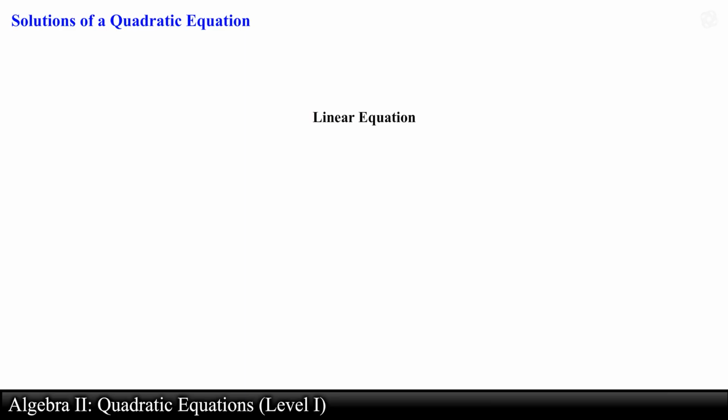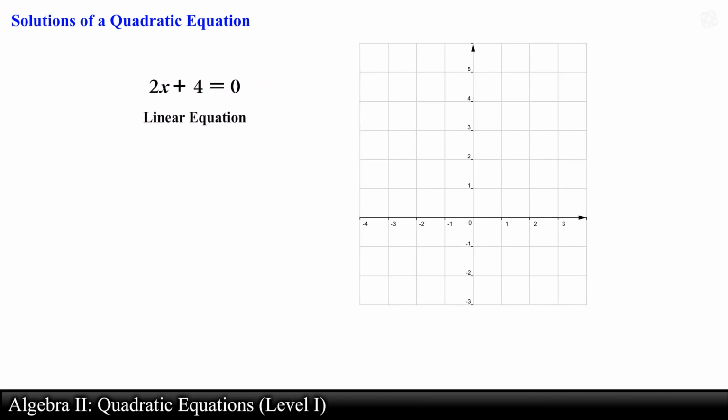Recall that when you solve an equation such as the linear equation 2x plus 4 equals 0, also known as a polynomial equation of degree 1 because the highest degree of the polynomial is 1, and linear because when you graph the left-hand side of the equation, you generate a line. Let's go ahead and actually graph it.